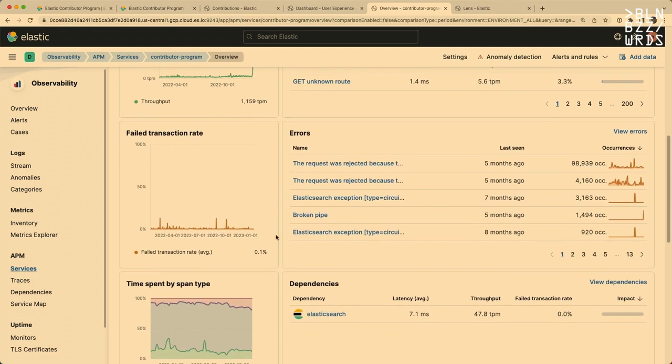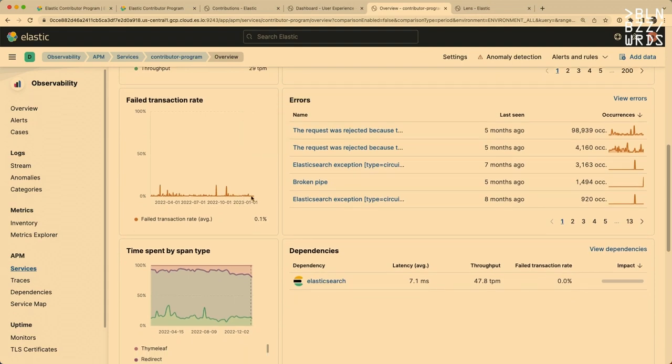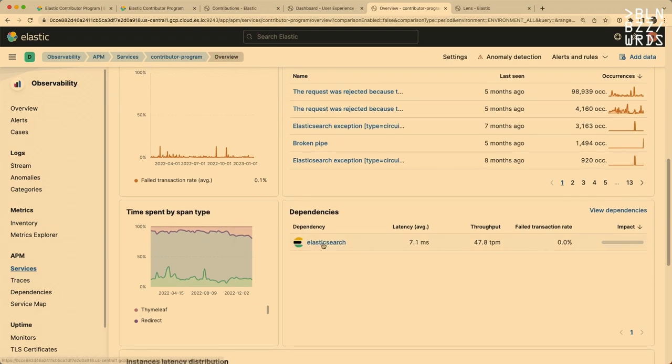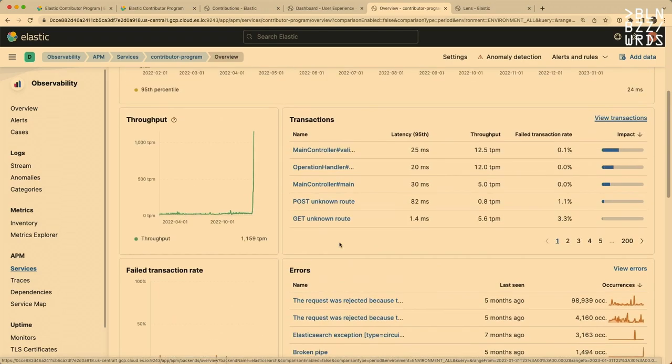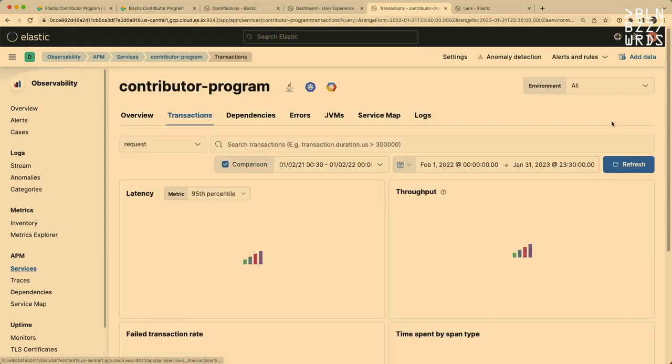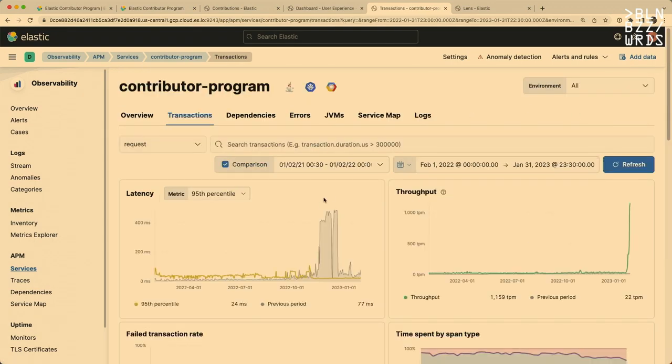And so there were not a lot of failures. The time spent in different places of the application was also low. Like, the Elasticsearch queries were fine. We couldn't really figure out what was going on. We started looking at the transactions, and then we started seeing a couple of weird patterns.